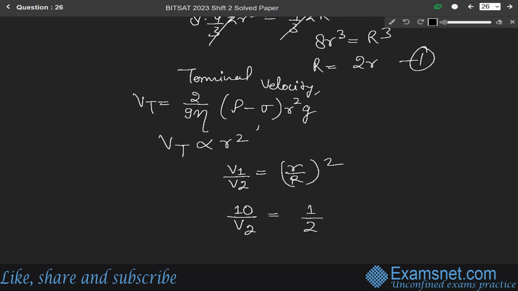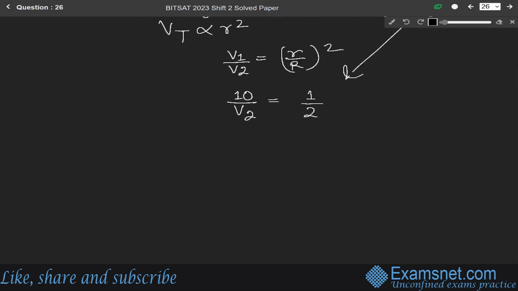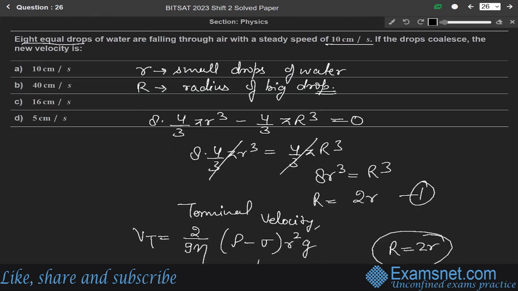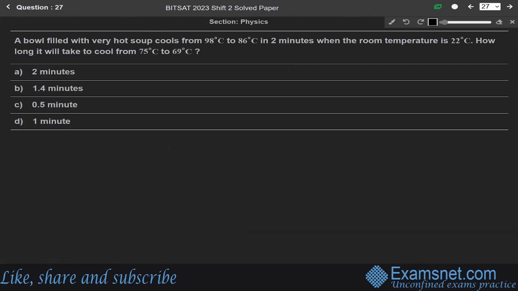So 10 over V2 will be equal to 1 by 2, since from equation 1, capital R is equal to 2r. So using here, we get 10 over V2 is equal to (1 by 2) whole square. So V2 will be equal to 40 centimeter per second. So this is our final answer, 40 centimeter per second. Okay, means option B is the correct answer. Now next question 27. A bowl filled with hot soup cools from 98 degrees Celsius to 86 degrees Celsius in 2 minutes when the room temperature is 22 degrees Celsius. How long will it take to cool from 75 degrees Celsius to 69 degrees Celsius?